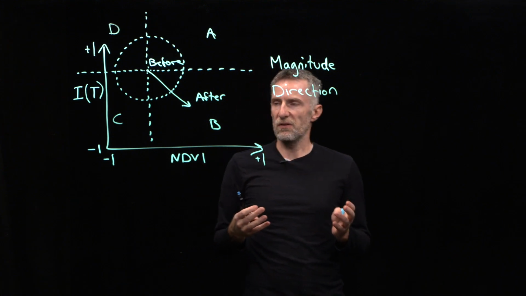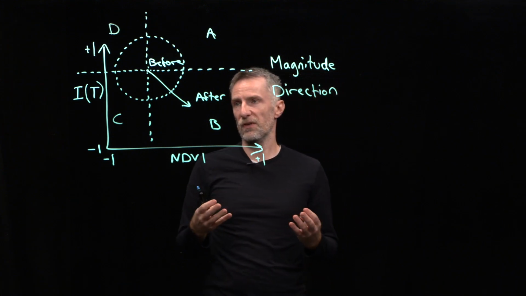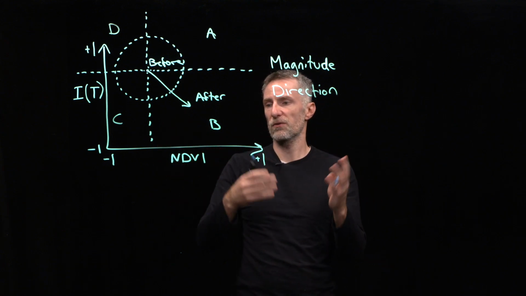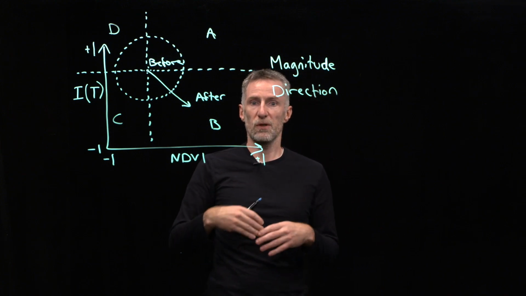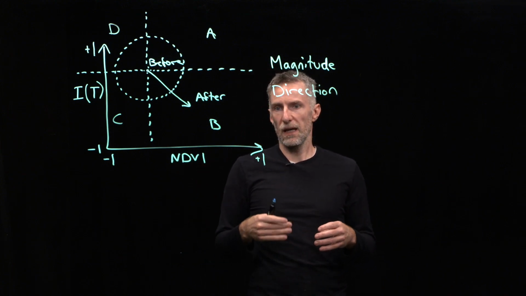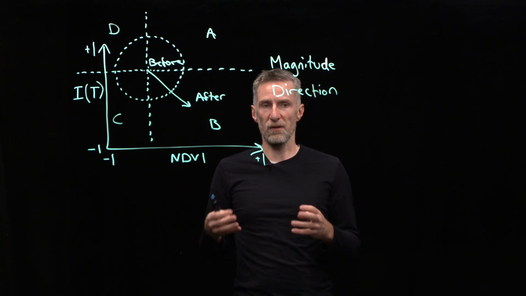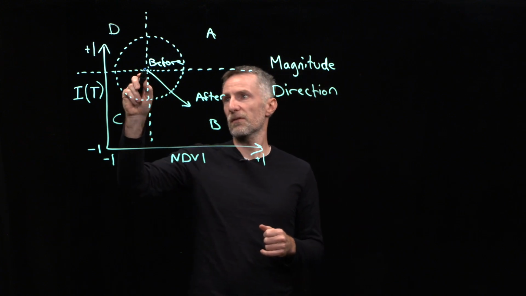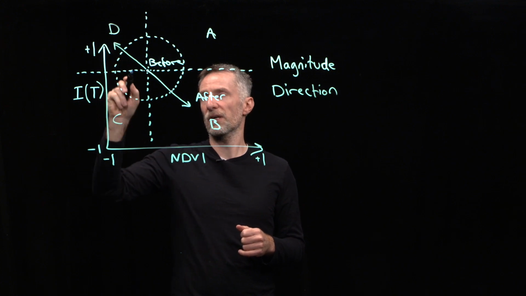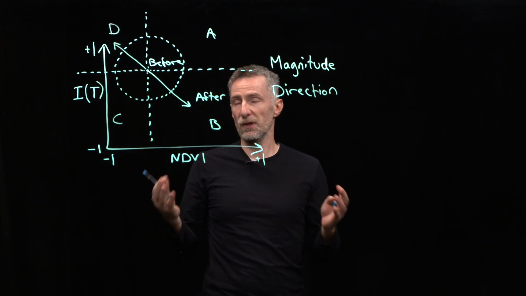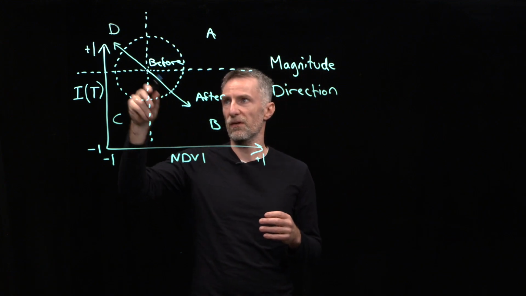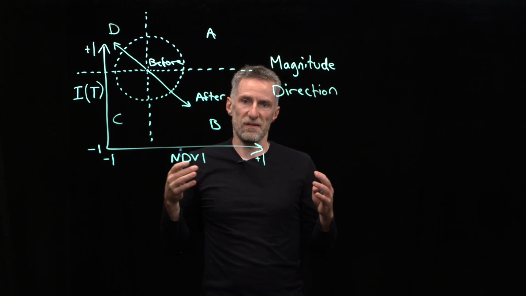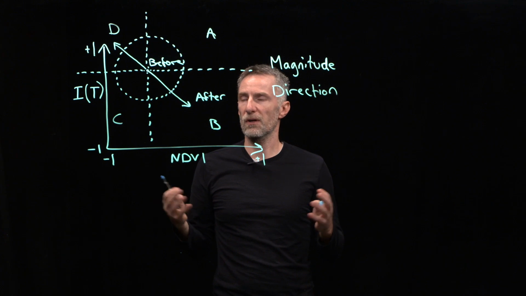Some kinds of environmental changes have typical patterns. So we could imagine, for example, if a forest had been logged between the before and the after image, we would see a decrease in NDVI because we have a decrease in vegetation. And because a logged area tends to get warmed up more by the sun than the top of a forest canopy, we would see an increase in temperature. So this is the kind of change that's consistent with logging. If we see real logging, we would see a magnitude of change that's greater than the threshold and a direction going into quadrat D. That doesn't mean it's necessarily logging, but it's consistent with logging.